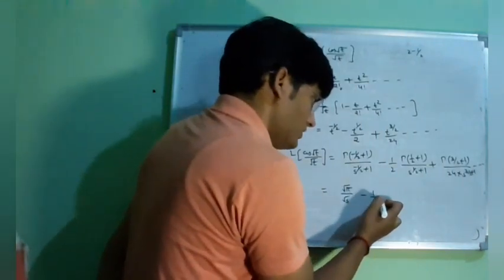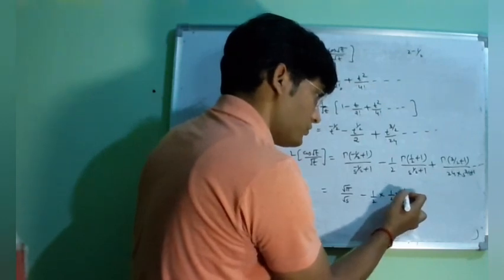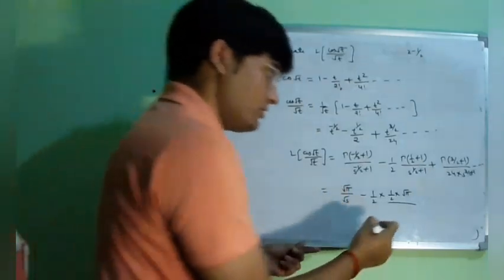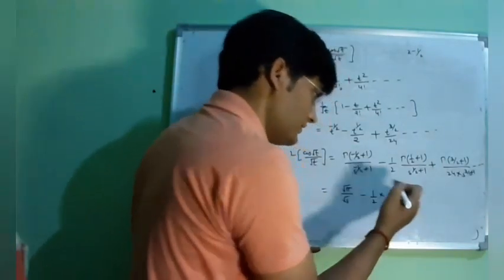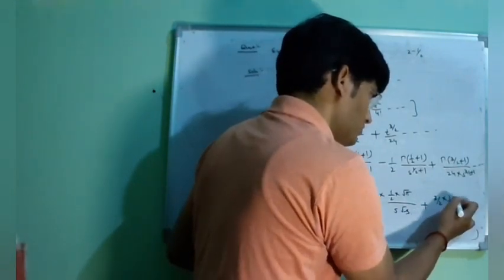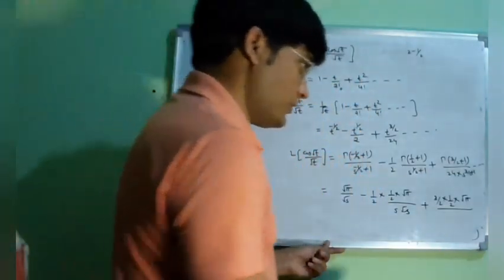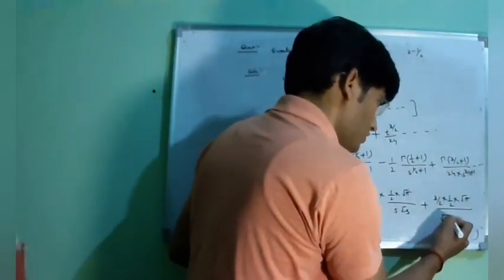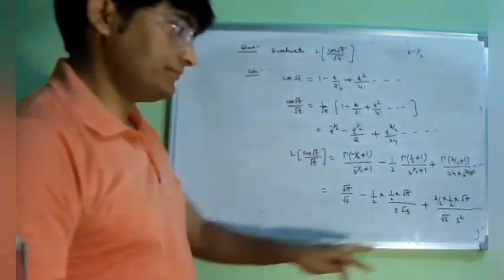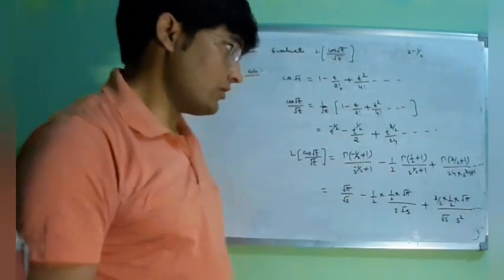Then in the next term, gamma n plus 1 is n gamma n, so this will be your half root pi divided by s to the power 3 by 2. S to the power 3 by 2 can be written as s into square root of s. Then here we will have 3 by 2 into 1 by 2 into root pi, and here we will have s to the power 5 by 2. S to the power 5 by 2 can be written as square root of s into s square, because 2 plus half will be power 5 by 2.